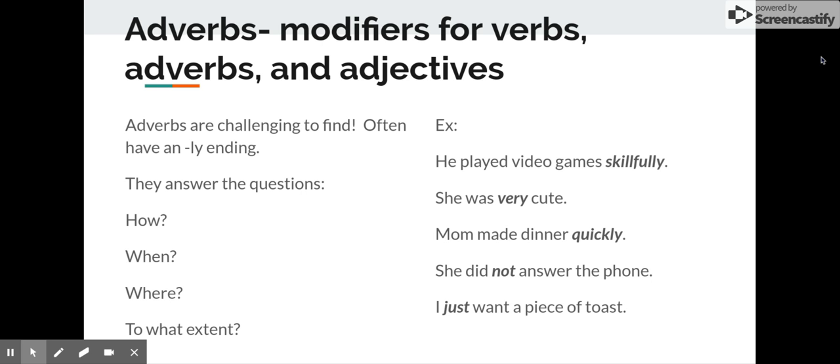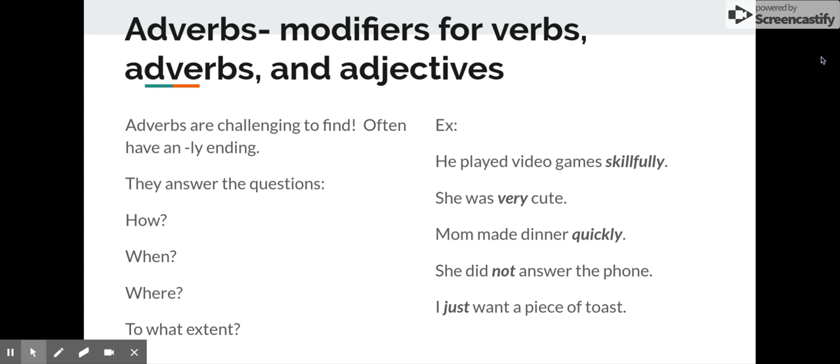Therefore, it's an adverb. Mom made dinner quickly. Again, we see an ly ending here. What did she do quickly? Made dinner. So how did she make dinner? Quickly. To what extent did she make dinner? Quickly. It modifies the word made. It doesn't modify dinner. It doesn't describe what dinner is. It doesn't describe what mom is. It describes what made is. Made quickly. Therefore, it's an adverb.